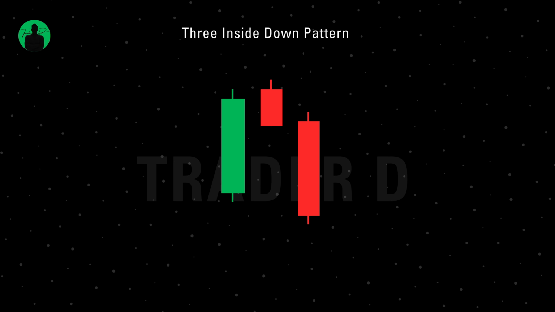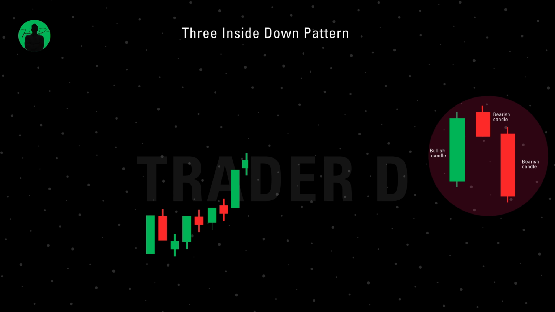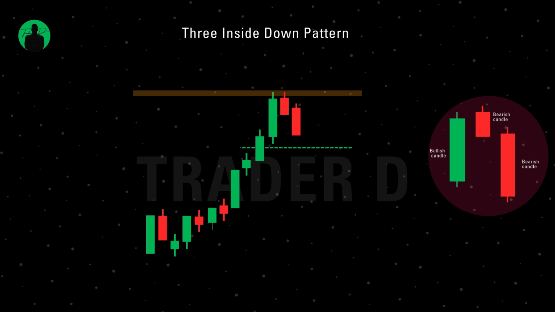3 inside down pattern. The 3 inside down pattern is the opposite of the 3 inside up and consists of a green bullish candle followed by 2 bearish red candles, signaling a bearish reversal. A green candle forms during an uptrend near a resistance area. The next candle forms a small red candle inside the green candle's body. The third candle closes below the green candle, confirming the bearish reversal.